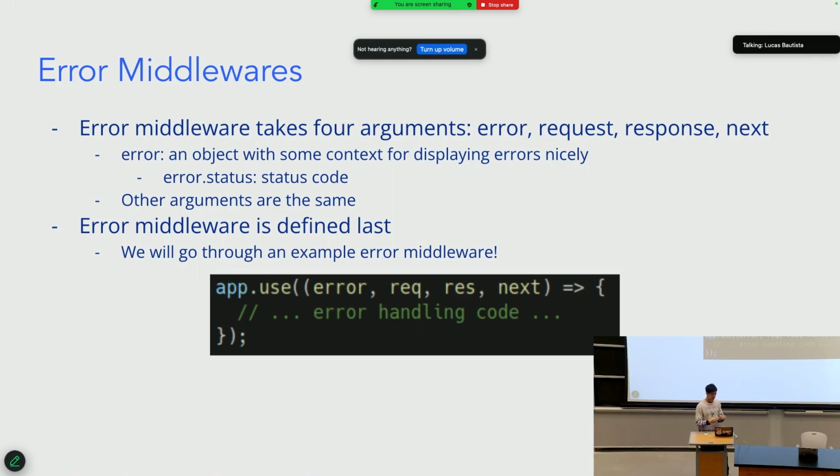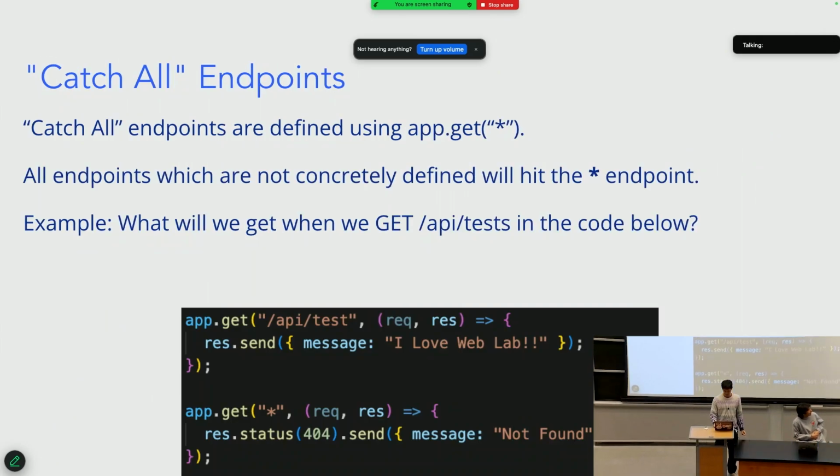Unlike normal middlewares, which are defined before endpoints so they're processed before the endpoint actually processes, our error middleware is defined after all of our endpoints, so that if any of the endpoints or the middleware errors out, it defaults into what is going on in our error middleware. So when we call app.use with error, req, res, and next, we can put in any error handling code inside. For example, maybe we print out the error to the console.